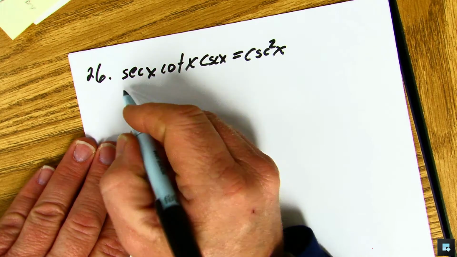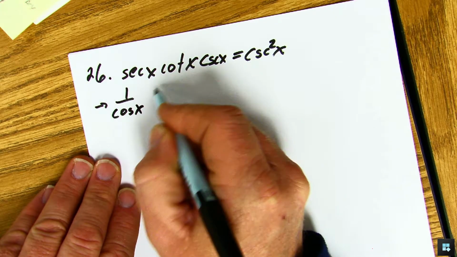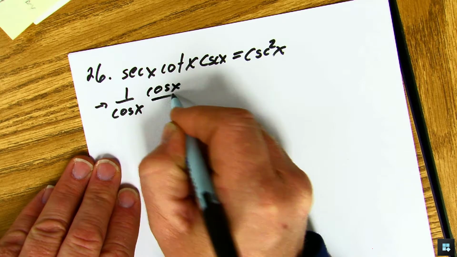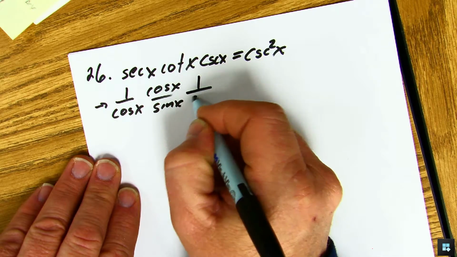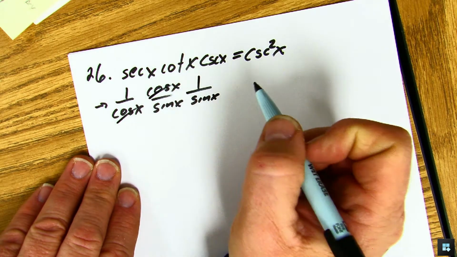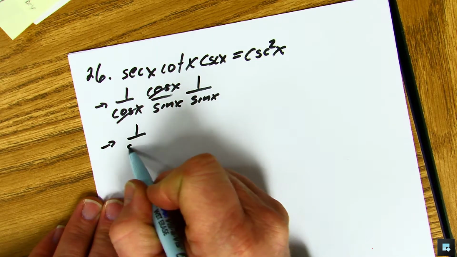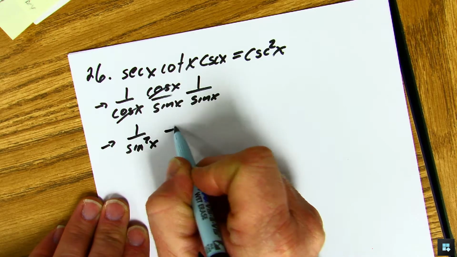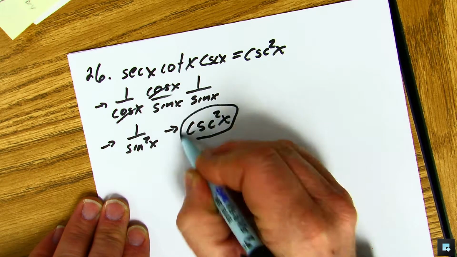So secant is 1 over the cosine. Cotangent is cosine over sine. And cosecant is 1 over the sine. So cosine and cosine will simplify, divide to 1. That's going to leave us with 1 over sine squared x, which is the same thing as cosecant squared x, which is exactly where we wanted to be.